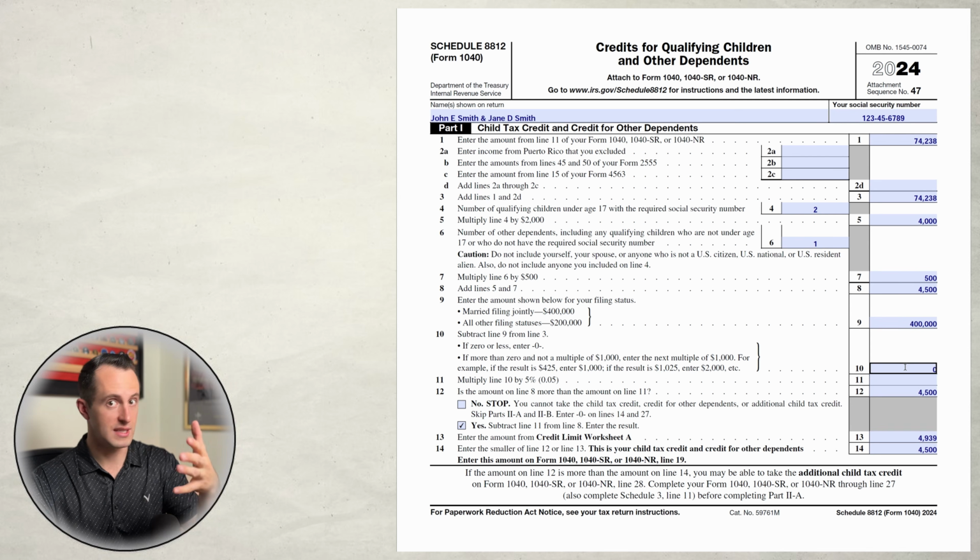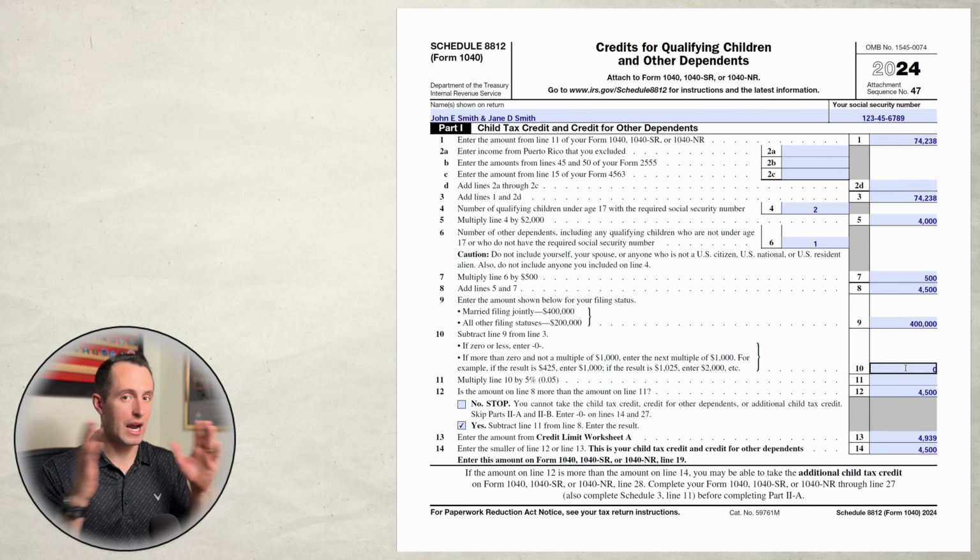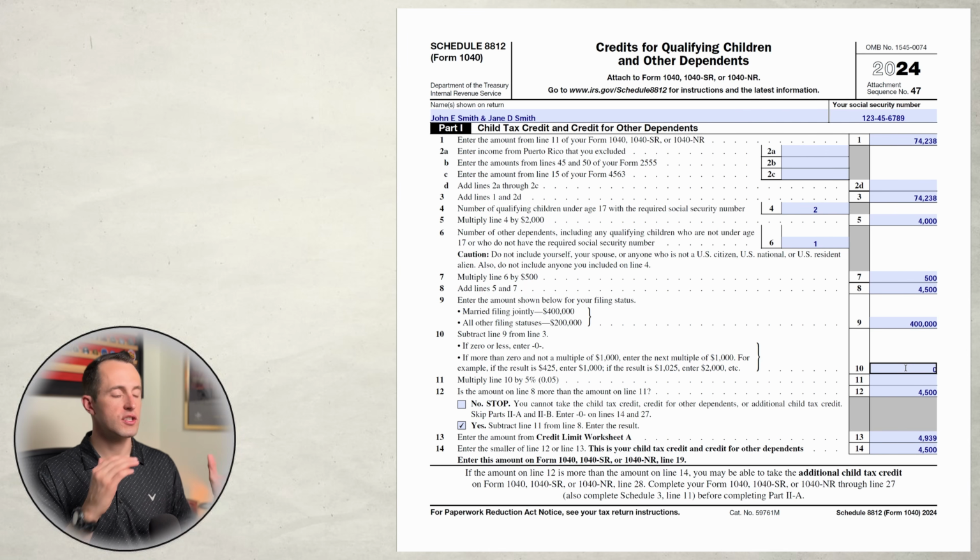But if this is not the case for you, it means you make too much money to qualify for the entirety of the child tax credit or the qualifying dependent tax credit, and then it's going to start to phase that out. So that's what's going to be going on here. If it's more than 0 and not a multiple of 1,000, enter the next multiple of 1,000. For example, if the result is 425, enter 1,000. If the result is 1,025, enter 2,000. And then you'd be multiplying line 10 by 5%.